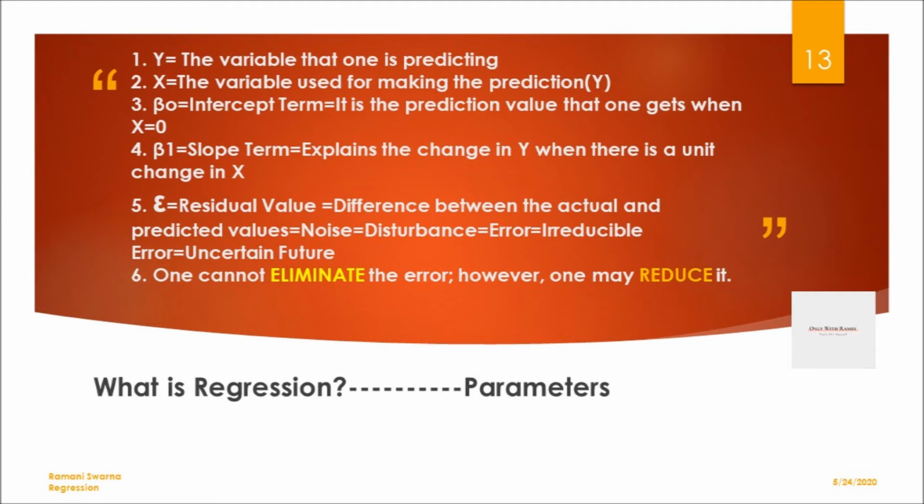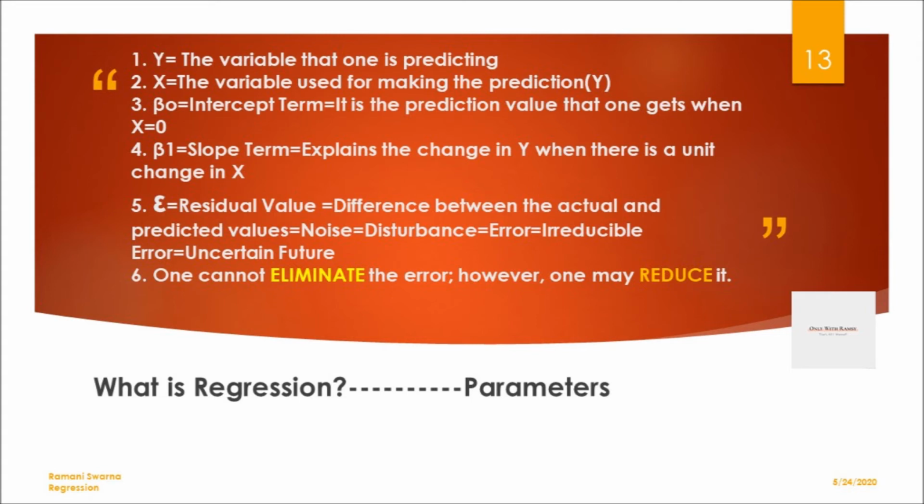Similarly, beta 1 equals the slope term. It explains the change in y when there is a unit change in x. So the moment I start changing x, I can see that the change is coming in y also side by side. Otherwise it's impossible that there is no change in x, however y is only changing. That cannot be possible at all.